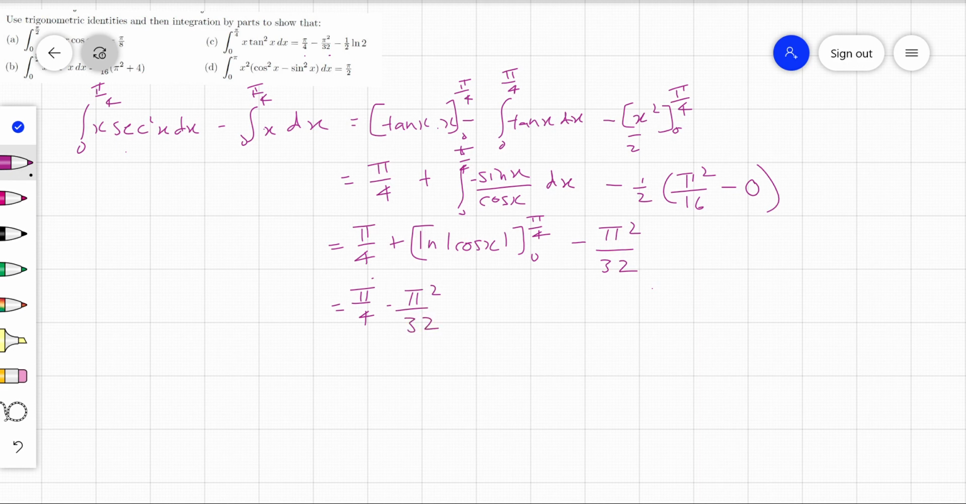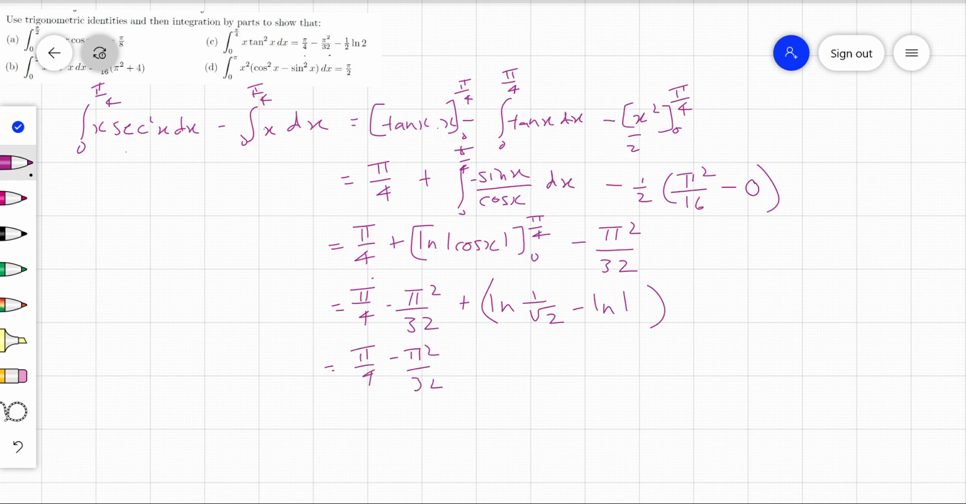So let's sub into the log. Cos 45 is 1 on root 2, so we're going to get log 1 on root 2. And then we're going to sub in 0. Cos 0 is 1, so we've got minus log 1, which doesn't do much. All right, so we've got the first two terms.